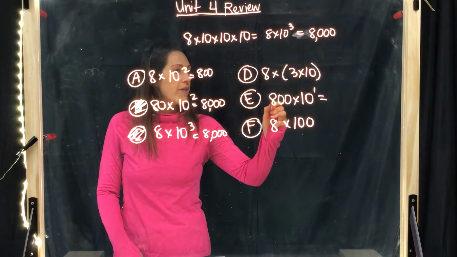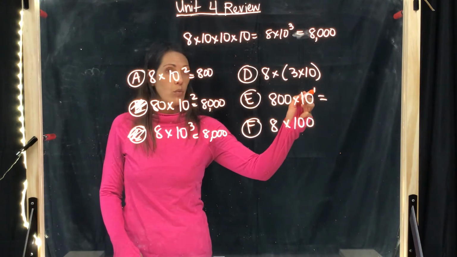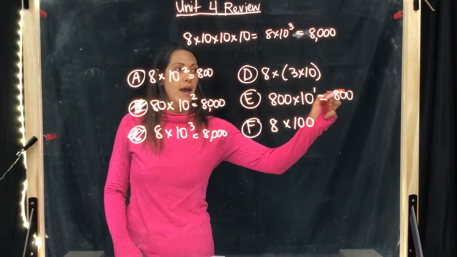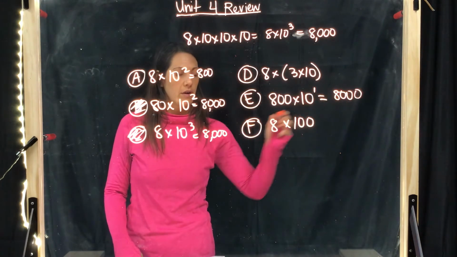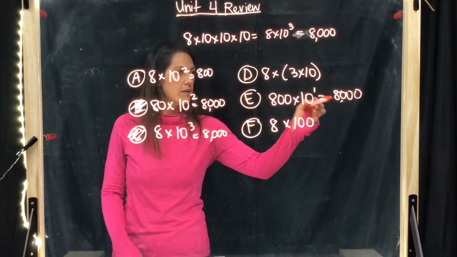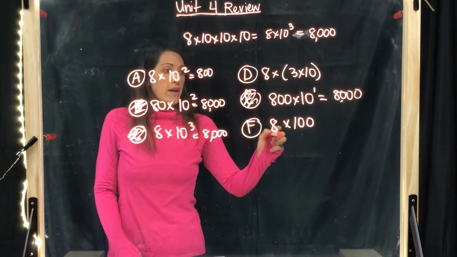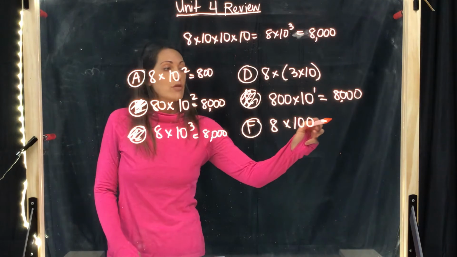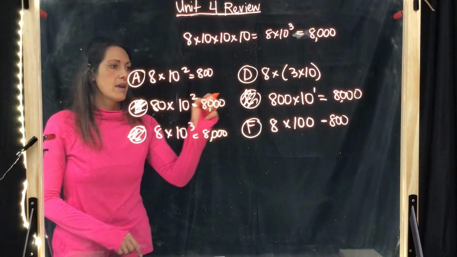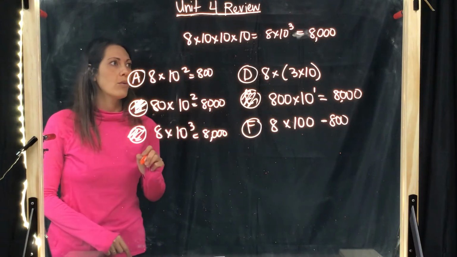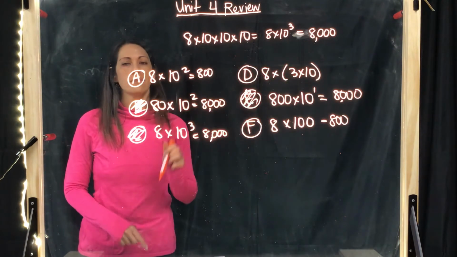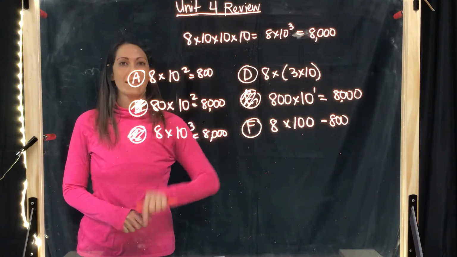Here I have 800 times 10 to the 1 power. So I would write 800 and then add my 1 extra 0. So I think E will work in this equation because it would give me 8,000. And on this one, 8 times 100 would give me 800, and that would not work. So B, C, and E will give me a product that's the same as the first thing they gave me.